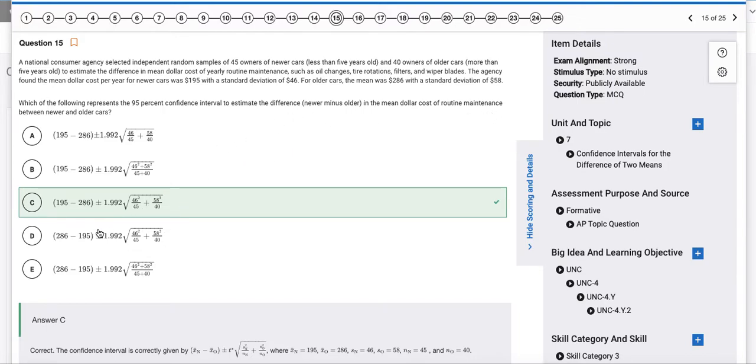And then you may wonder, why is it not answer D? So answer D, the only difference between D and C is that they switch the order right here. But if you look at your given information, it's newer minus older. So the newer was 195, and the older was 286.